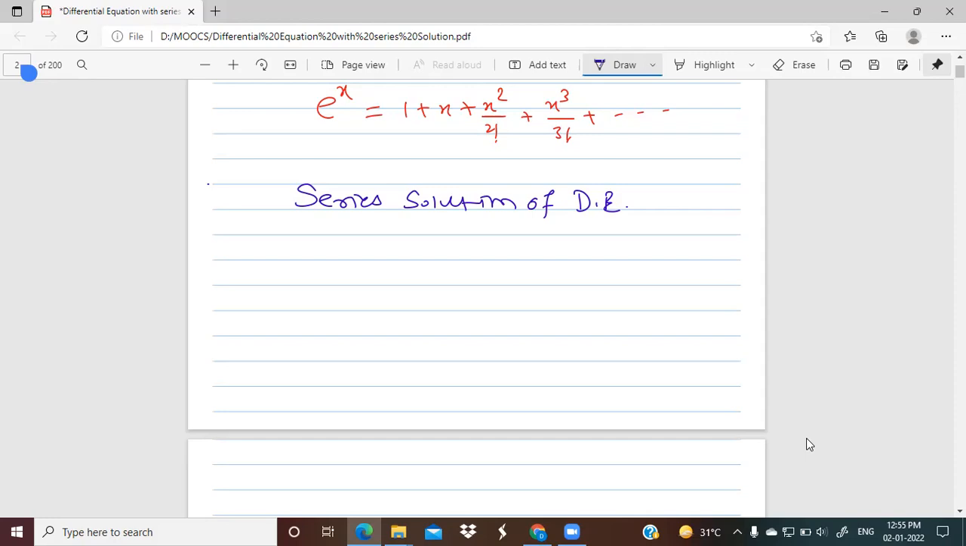Up till now, we know how to find solutions for linear differential equations and Cauchy's equation. Now I will consider the second order differential equation.